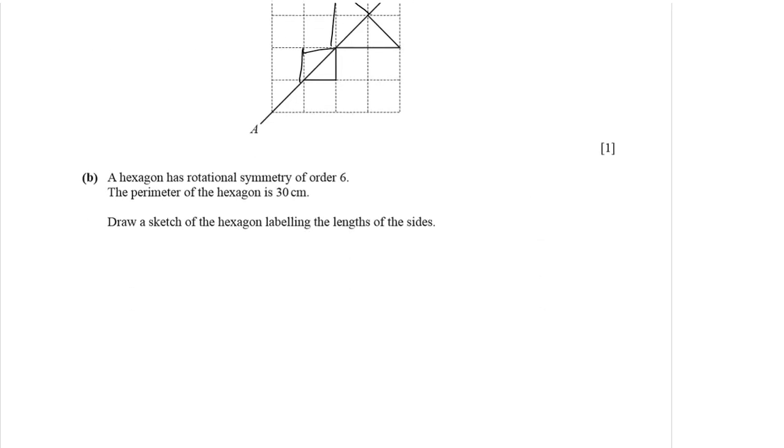Hexagon, rotational symmetry of 6. If hexagon, we know that this is a six-sided polygon, and if it has rotational symmetry 6, it means definitely it is a regular hexagon. And the perimeter of the hexagon is 30. So what would be one side? 30 divided by 6. One side would be 5 centimeter.